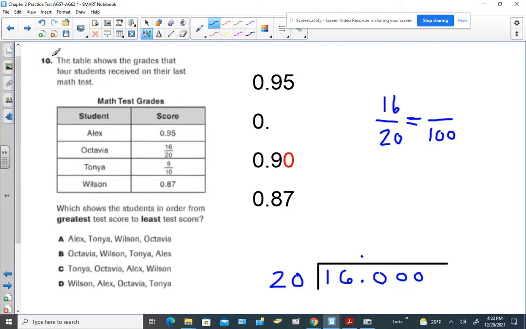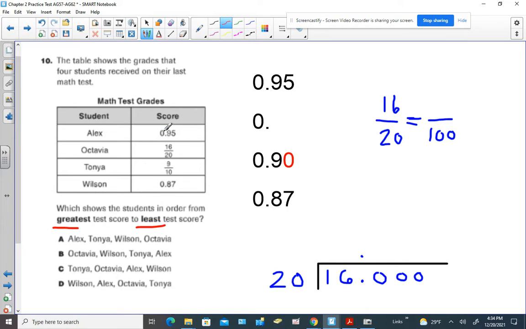We're looking at number 10. The table shows the grades that 4 students received on their last math test, and it asks us to order the students from greatest test score to least. And this is really important: greatest to least means we want the number with the highest value first.